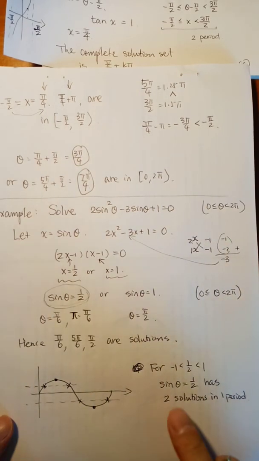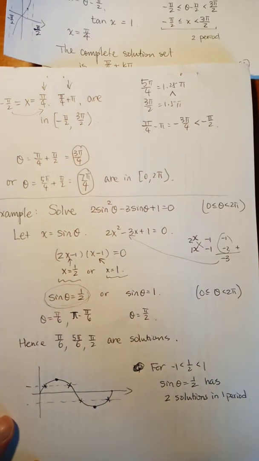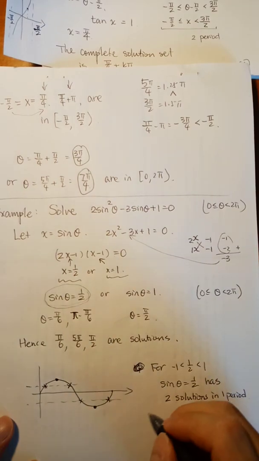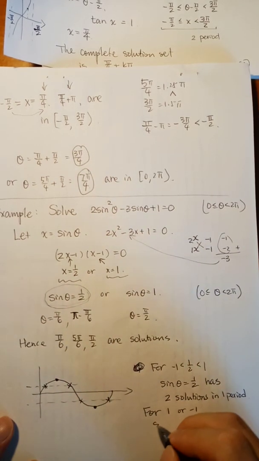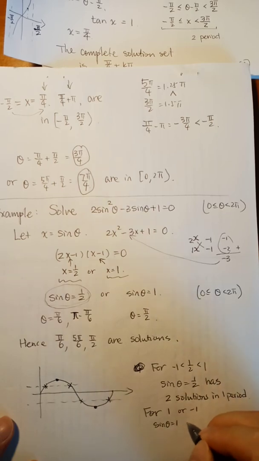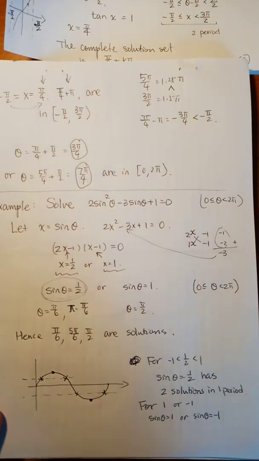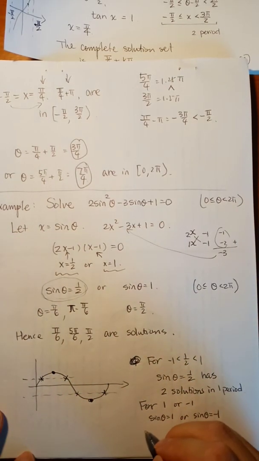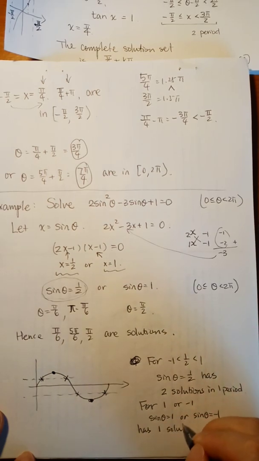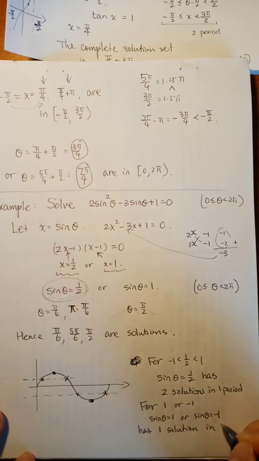Okay, so for this kind of smaller number, you have two solutions in one period, and then you add 2k pi, you get all the solutions. But for 1 or -1, sine theta equal to 1 or sine theta equal to -1, these two special cases, you see here, they have only one solution in one period.